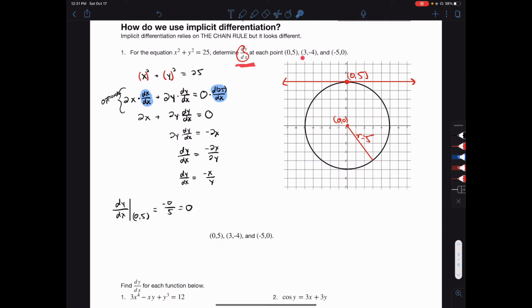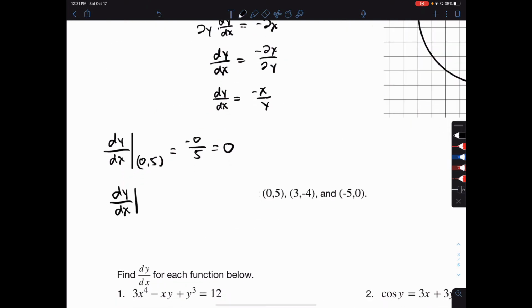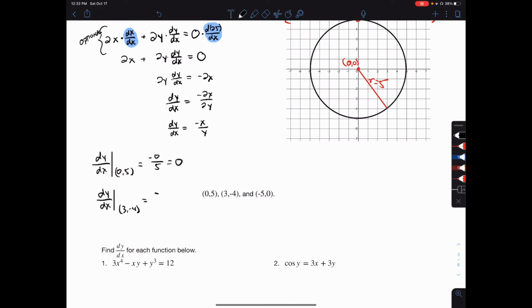Well, what's the slope of this curve at the ordered pair 3, negative 4? Showing our work correctly, we would say dy over dx, evaluated at 3, negative 4. We're using this slope here, negative x over y. This is x, this is y. So it's negative 3 over negative 4, which is 3/4. My apologies, we're putting x in here to the top, y into the bottom. So the slope would be 3/4.